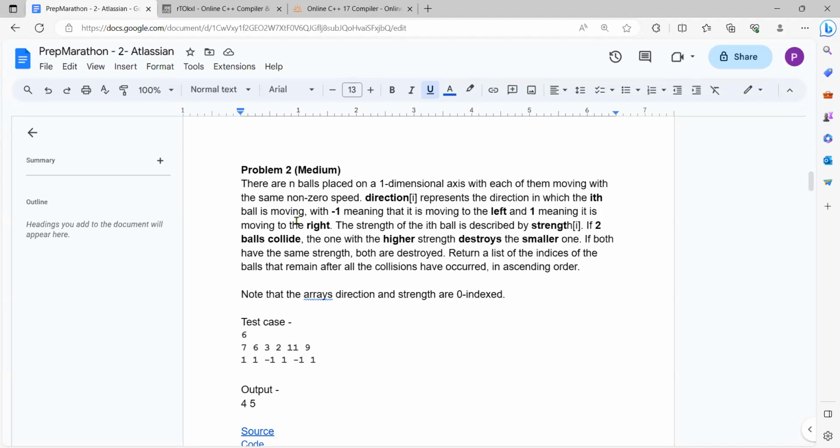The strength of the ith ball is described by strength i, so we are also given the strength of the balls. If two balls collide, the one with higher strength destroys the smaller one. If both have the same strength, both are destroyed. Return a list of indices of the balls that remain after all the collisions have occurred, in ascending order.